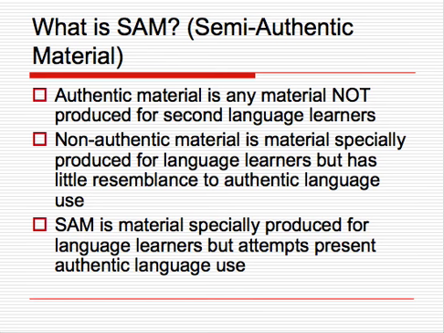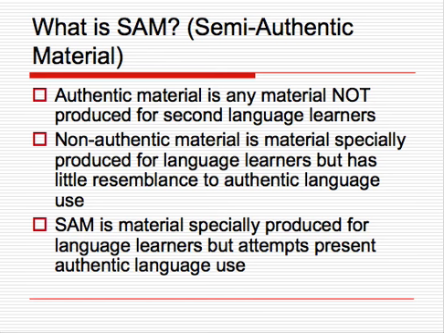Non-authentic material is material specifically produced for language learners, but has little resemblance to authentic language use. So this is the kind of stuff we find in textbooks, course books, and it's often scripted, and it's often designed to capture a particular grammatical structure.